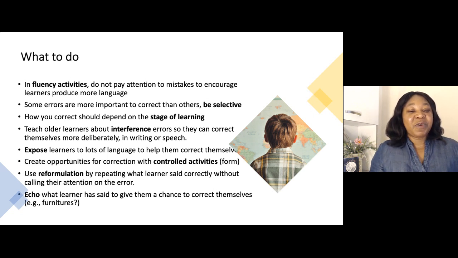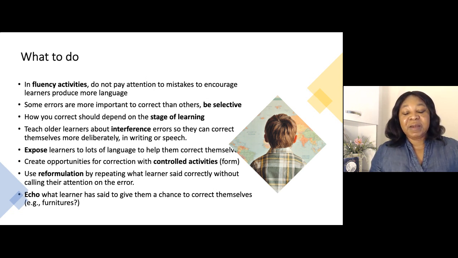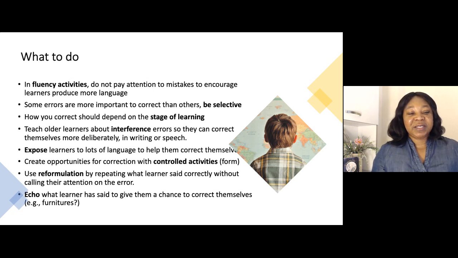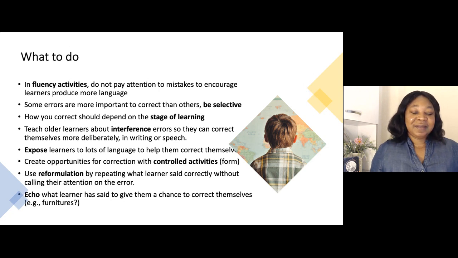So create opportunities for correction using controlled activities. If, for example, the mistake is in the past tense, then focus on doing activities that show how the past tense is constructed. Use reformulation by repeating what the learner has said without calling attention to the error. So the learner says, I eat my biscuit, and that's an error of a 5-year-old. The teacher says, oh, you ate your biscuit. And that's all. You don't have to say, oh, you're wrong.